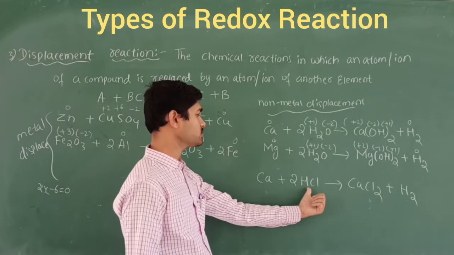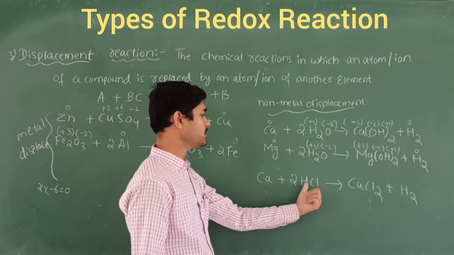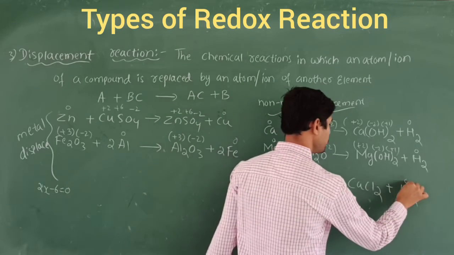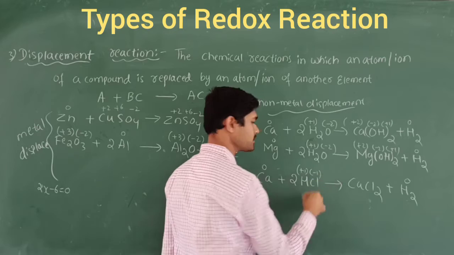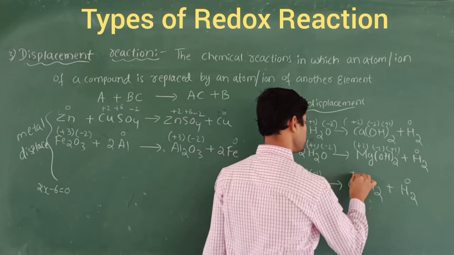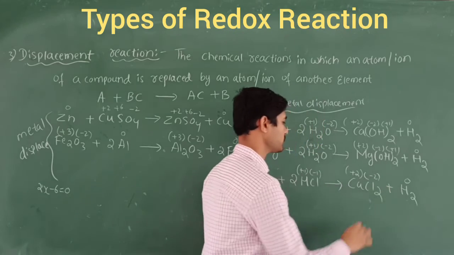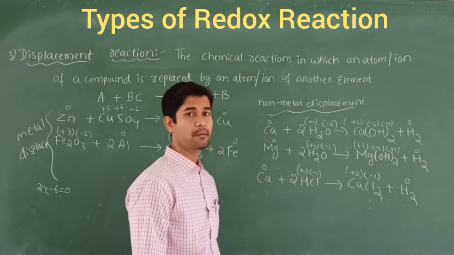So this is also a non-metal displacement. Here hydrogen is not a metal, right? This is a gas, and it is going to be displaced from the hydrochloric acid. So here 0, this will be 0, and what about HCl? This is +1, this is -1. Similarly, calcium should be +2 and chlorine will be -1, because halogens will always have -1, right?